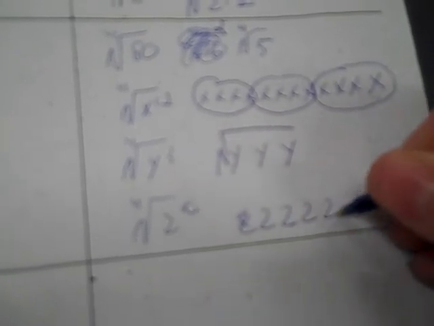Z to the 10th, the radical, I should say. 1, 2, 3, 4, 5, 6, 7, 8, 9, 10. Group them by the 4s. Okay, there's 2 full groups with 2 left. Boom.